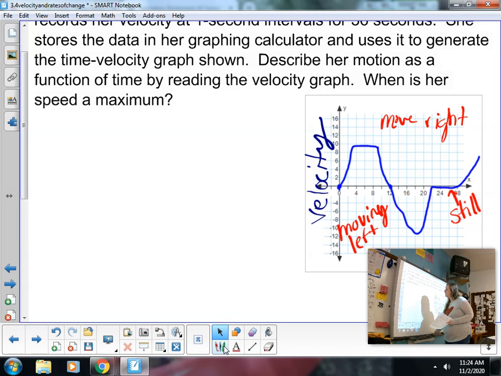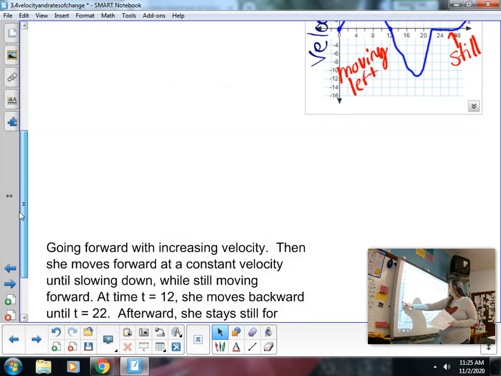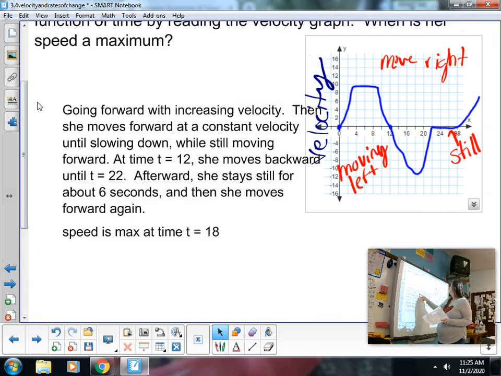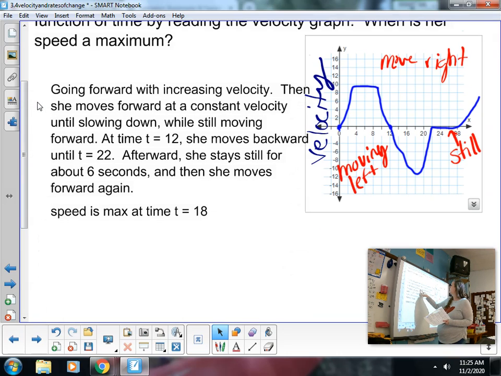And I believe, if I'm correct here, I actually have this already typed up. So here would be how you would describe what's going on. She is going forward with an increasing velocity, and then she's going to move forward at a constant velocity, and then she's going to start slowing down while she's still moving forward. When she hits 12, she's going to move backward until she gets to 22, and then afterwards she stays still for about 6 seconds, and then she's going to move forward again.